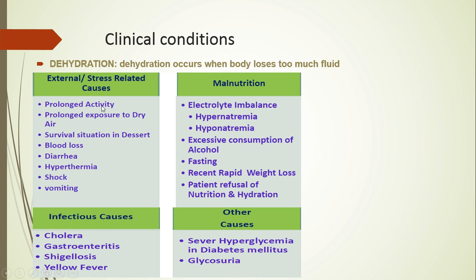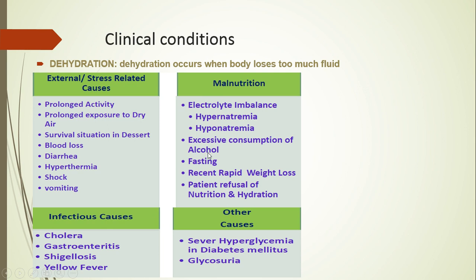there is prolonged exercise activity, or prolonged exposure to dry air. And in desert conditions, there is excessive blood loss. In diarrheal condition, hyperthermia, that means excess of temperature. In shock condition of the body, and in vomiting. Then there is malnutrition, that is less amount of nutrient taken in the body, in which there might be electrolyte imbalance, for example hypernatremia, that is excess amount of sodium, or hyponatremia, that is low amount of sodium.